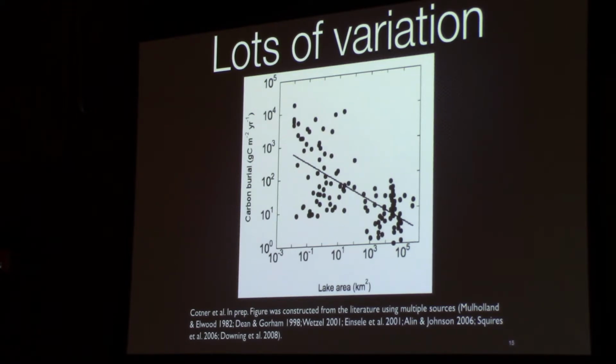But there's a lot of variation. Okay, this is looking at carbon burial in grams per meter squared per year across lake area. So our wetlands are way down here in this region. And you can see by looking at these data, so this is a log scale, that the wetlands basically differ by about 4 orders of magnitude in terms of carbon burial. And so one of the questions we were trying to address in our work was, why is there so much variability? What are the mechanisms that really lead to all that variation in carbon sequestration?